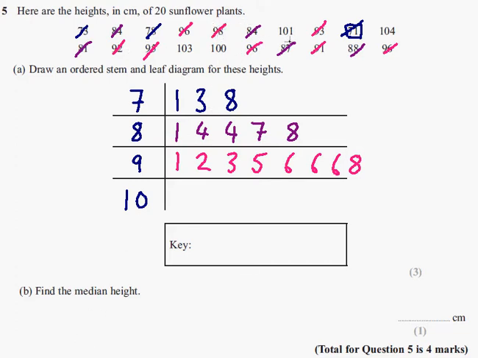And hundreds, I've got 100, so 0 there, 101, 103, 104. Now, they've been nice enough to remind you that you need a key, and that's going to be worth 1 mark. So how do I do a key? You just take one of these, I'm going to choose 71. 7, line 1, represents 71, and that's a key. So this is worth 3 marks.